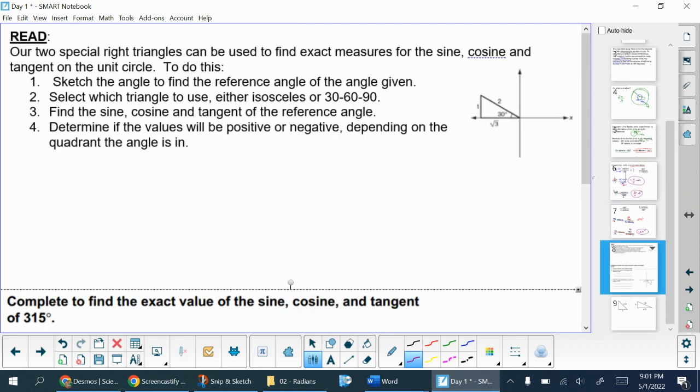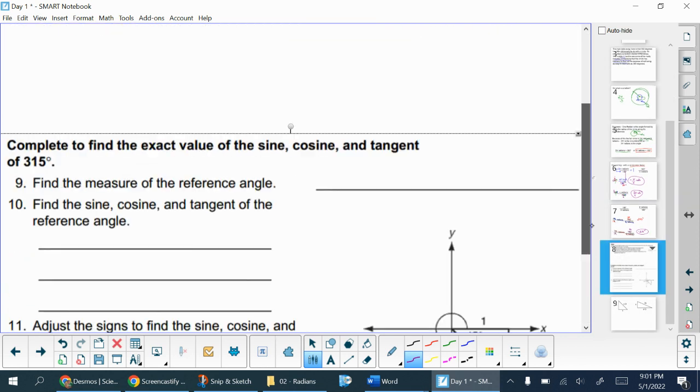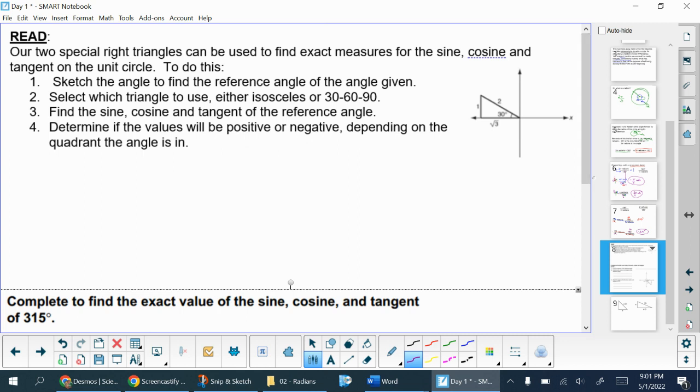Okay, the last thing we're going to do here is try to use some of our special right triangles to find sine, cosines, and tangents. So the way this works, we're going to take the time to actually sketch these out. This is one of the things that you're actually going to be doing on this quiz. Sketch the angle, find the reference angle to the angle given. Select which triangle to use. You're either going to have a 30, 60, or a 45, 45. You're going to find the sine, cosine, or tangent of the reference angle because you'll be able to have the sides there. Make sure you're being careful with the signs, positive or negative.